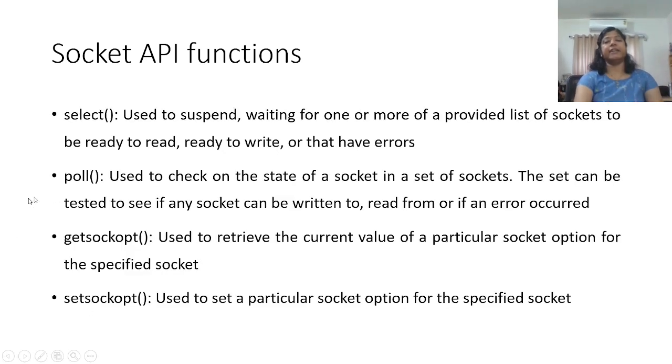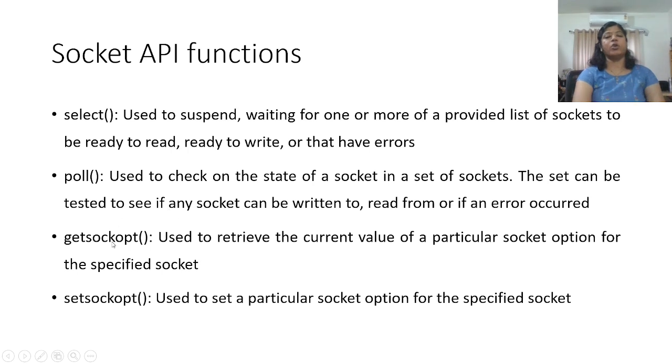Then comes the select function. It is used to suspend, waiting for one or more of a provided list of sockets to be ready to read, ready to write, or to report errors. Then comes the poll function. It is used to check the state of the socket in a set of sockets. The set can be tested to see whether the socket can be read from, or if an error has occurred.